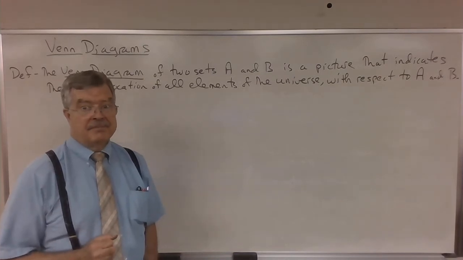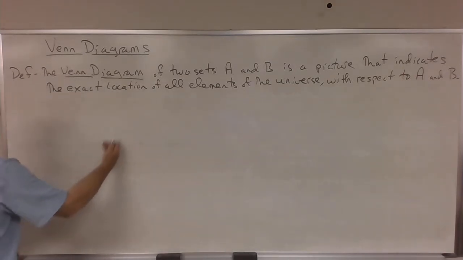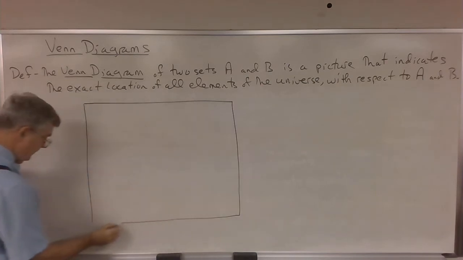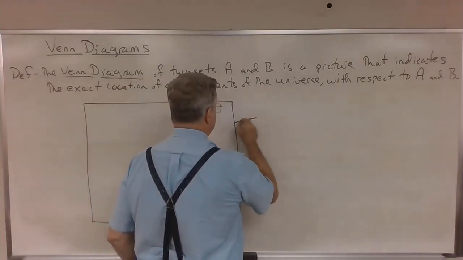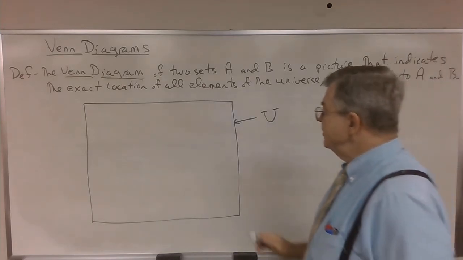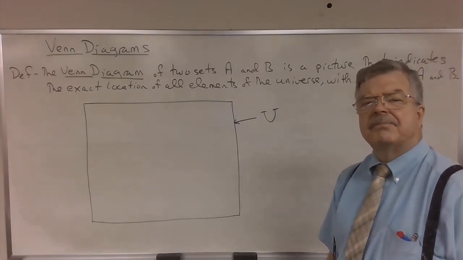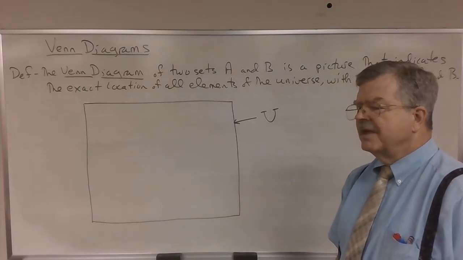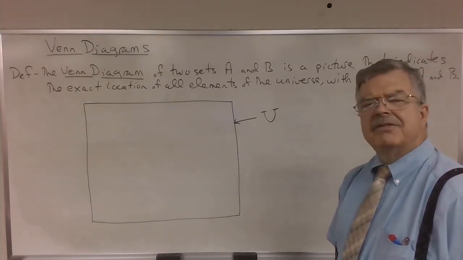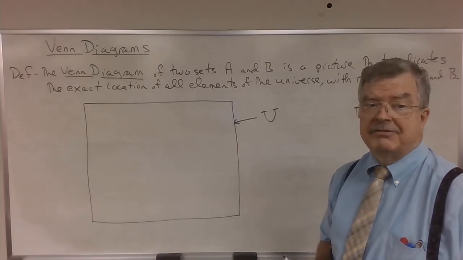Here's how we draw a Venn diagram for two sets A and B. We start out with our universe. And this big rectangle is our universe. So everything in the universe is inside this rectangle. Next, I'm going to draw sets A and B in such a way that every object in the universe can be accounted for by the way that we draw sets A and B in relation to one another.